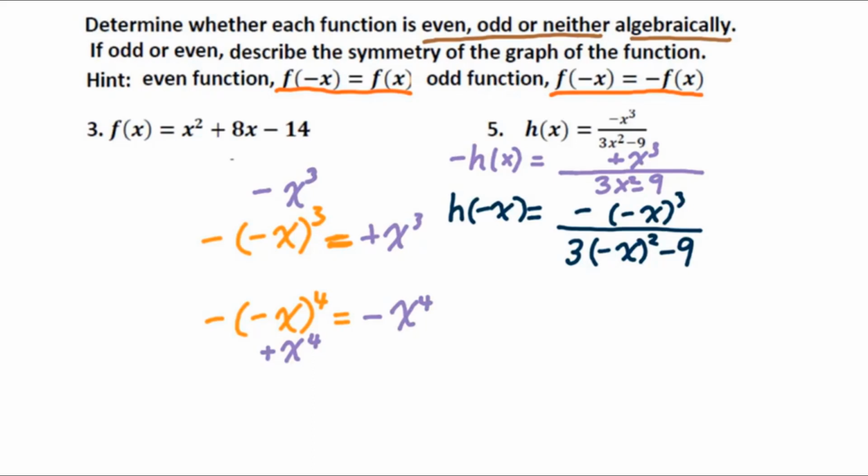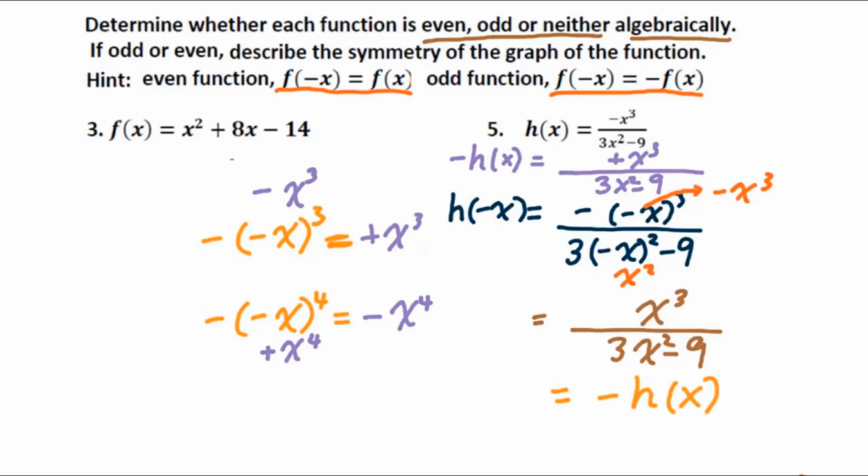Therefore, for the negative x to the third power, that is negative x to the third power, and negative x squared is x squared. Therefore, we got negative, that's positive x to the third power. In the denominator, we got 3x squared minus 9. When you check back, you could say h of negative x equals negative h of x. So it is an odd function and reflects across the origin.